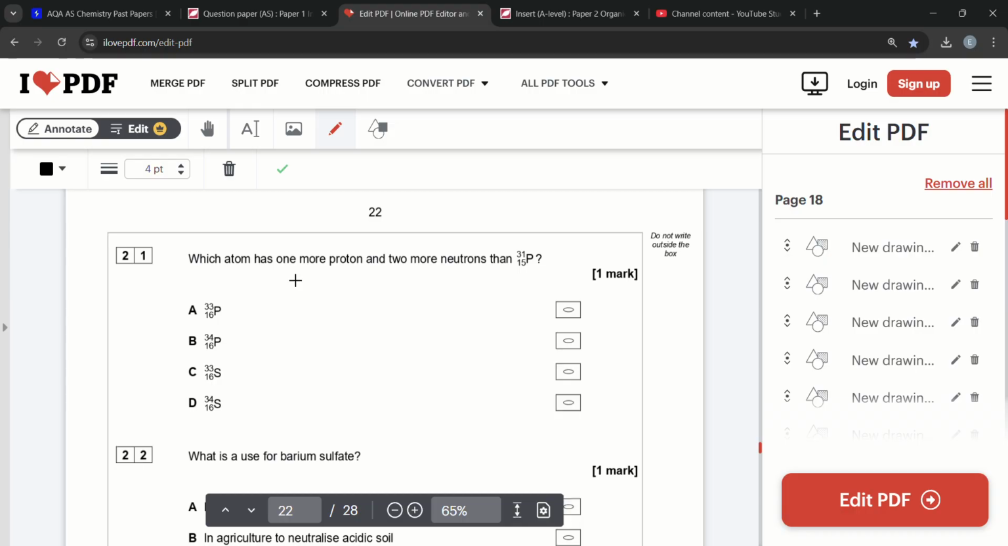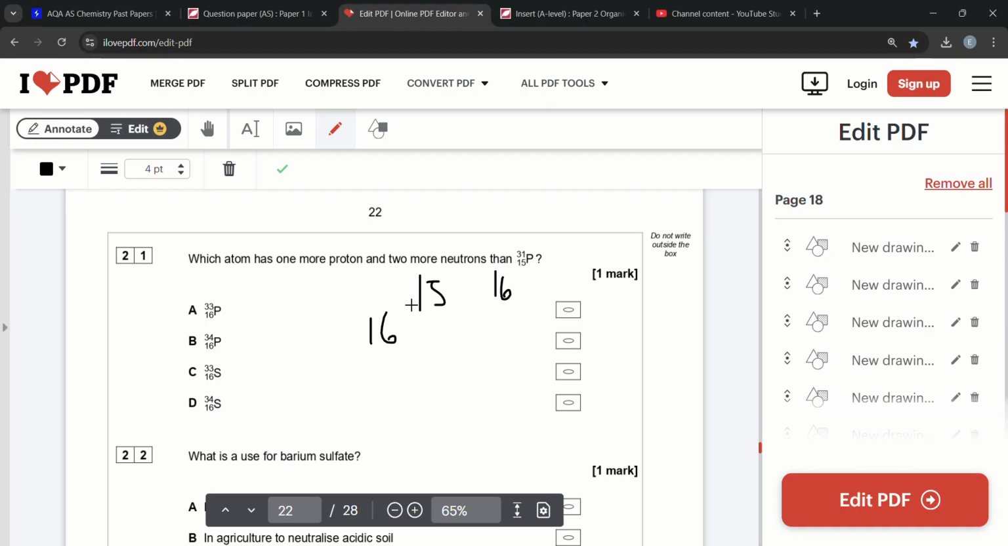21. Which atom has one more proton and two more neutrons than that? Well, how many neutrons does this have? That's 31 minus 15, 16. How many protons? 15. Which atom has one more proton? So 16 protons. 16 on the bottom number, so all of them have that. And two more neutrons, so it's going to have 18 neutrons.